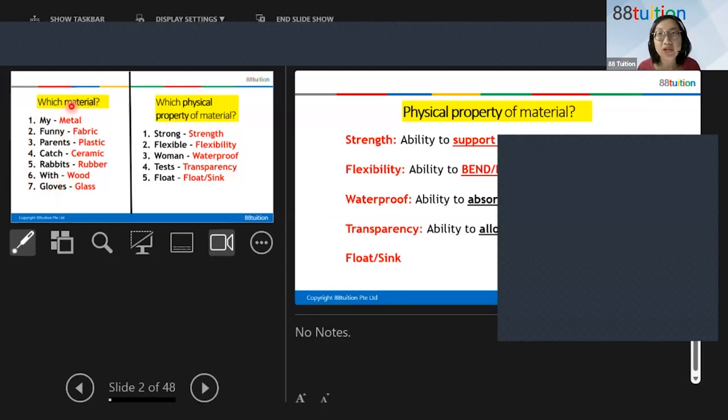Now, if the question asks you which is the physical property of the material, then it will be a different thing altogether. Welcome, Claire. If the question asks for physical property, please use all these words.